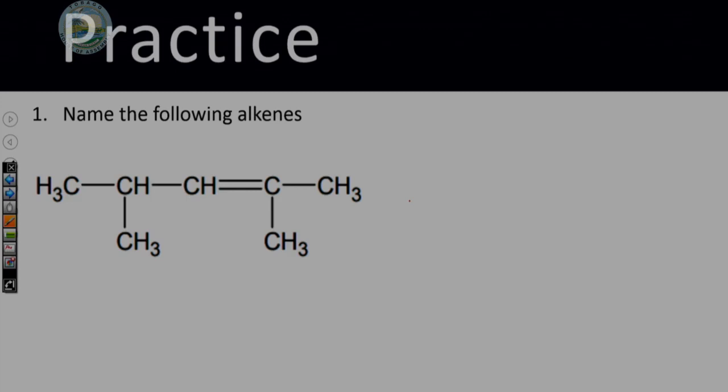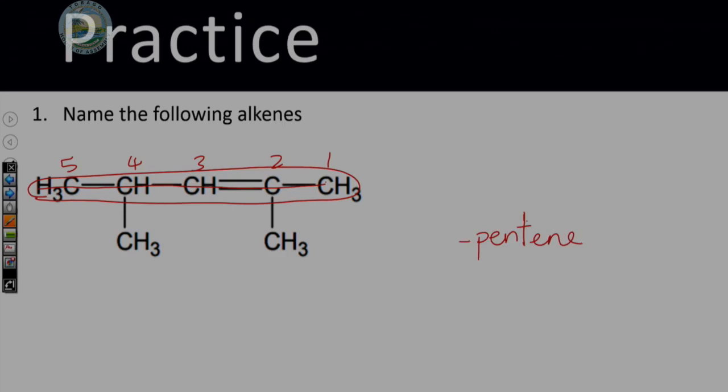Find the longest chain. And the longest chain must have the double bond. Number them with the double bond having the least number. So I'm going to start with the carbon closest to the double bond. So look, we have one here. 1, 2, 3, 4, 5. So I found the longest chain, having 5 carbons. So I need to name the longest chain. 5 is pent, so I call it pentene. And what number is the double bond on? It is on the 2nd carbon.